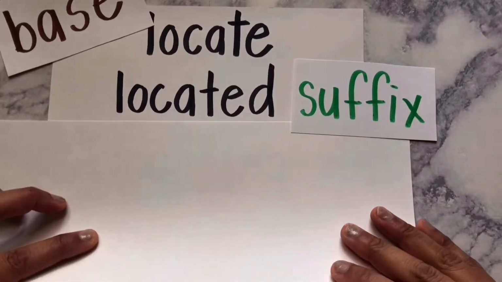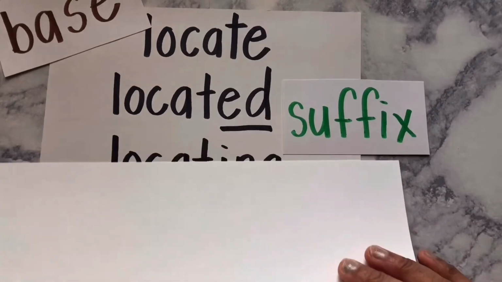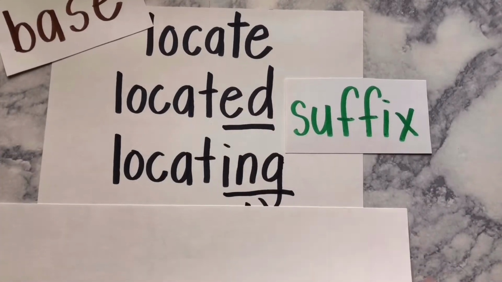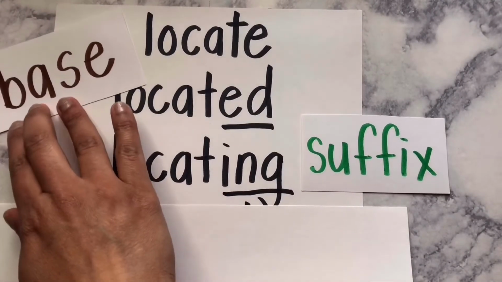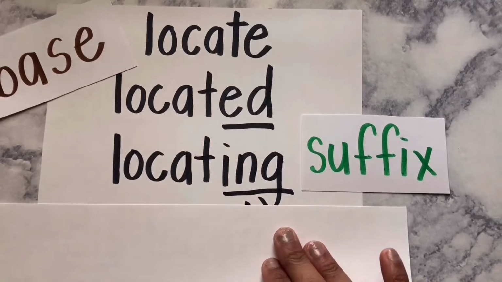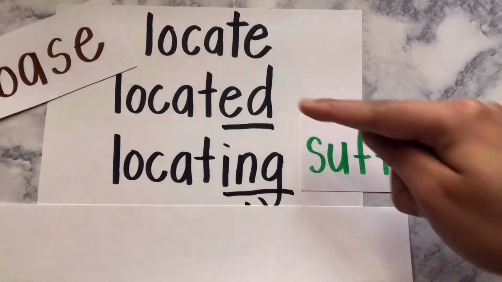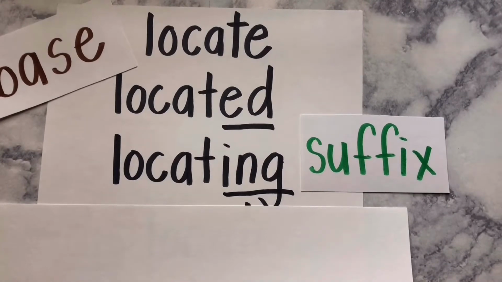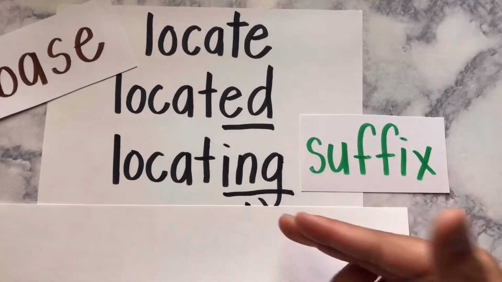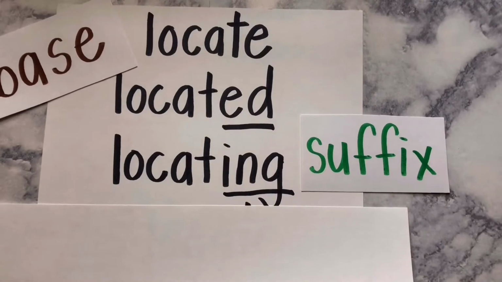Let's look at another variation. Locating. It is still a suffix, and it is the act of locating now. We are actually doing it now. So suffix helps us identify when did it happen, and also helps us know if it is still a verb, which it is, or if it changes it to a noun.